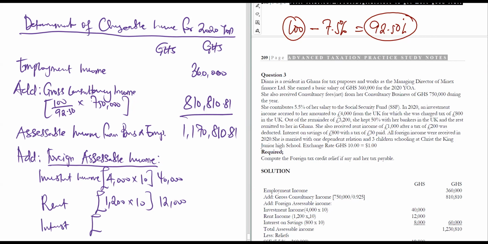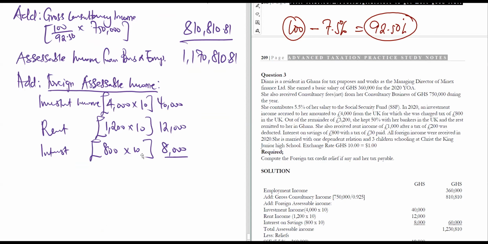Then we had the interest on savings, right? The interest was how much? 800 pounds at 10, right? That gives us what? 8,000. If we put all together, what do we get? We get 60K. So we add up. That gives us our total assessable income for this lady: 1,230,810.81.